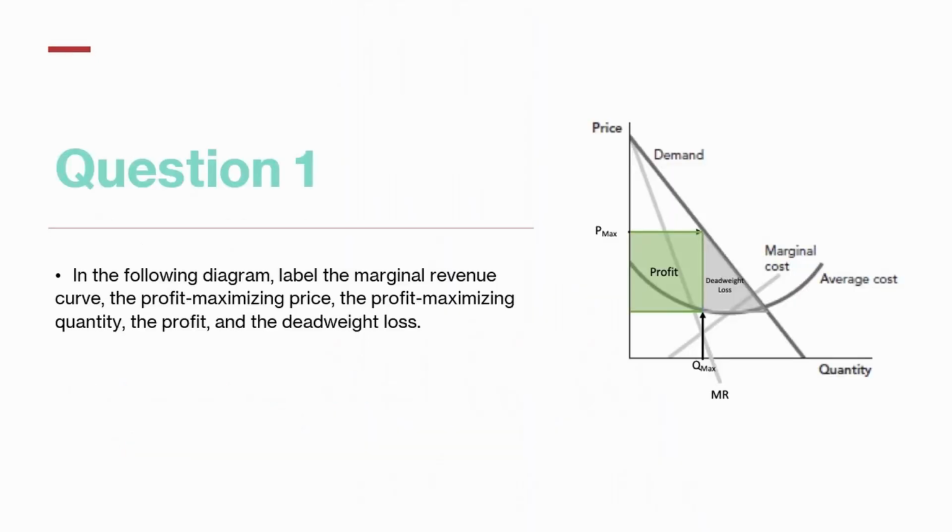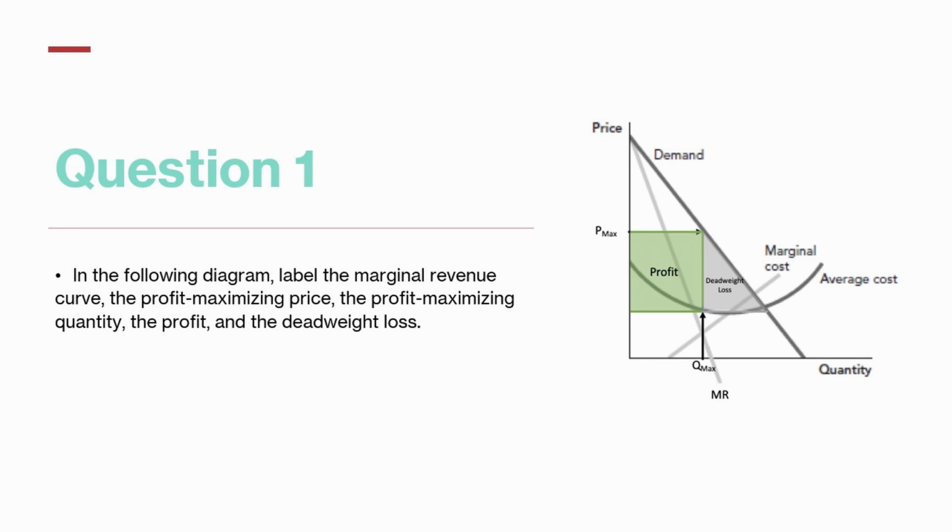In question one, the marginal revenue curve is the line underneath the demand curve. The profit maximizing price and the profit maximizing quantity is the point on the demand line directly above where the marginal revenue curve and the marginal cost curve meet. It's highlighted by the black lines where P max and Q max are next to.